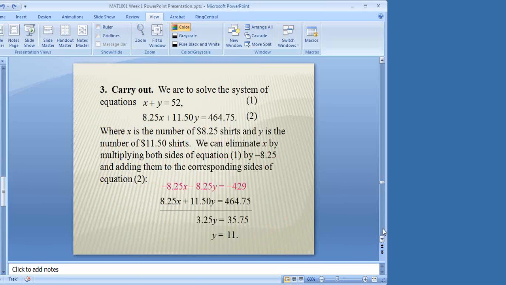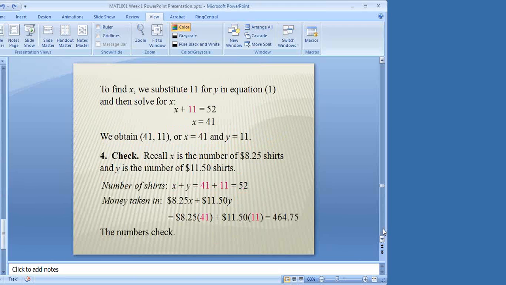And when I do, I look at that and think, well, I can't get anything to drop out if I add them, but if I multiply the top equation by negative 8.25, I'm going to get the x's to drop out. And when I do, I'll let you look at the math, I get y equals 11. Pop that in for either equation, I get x equals 41.